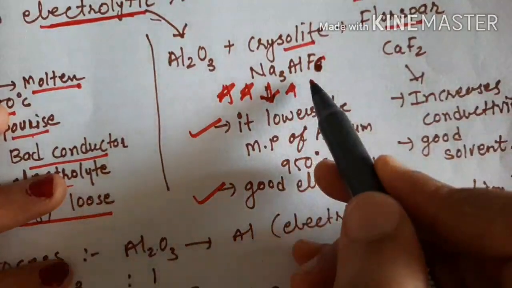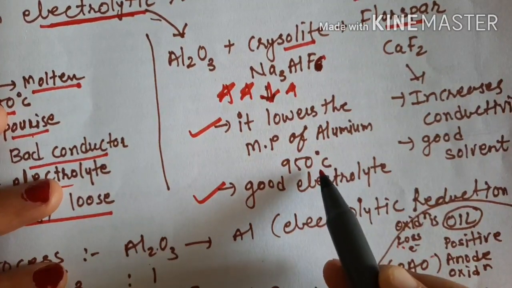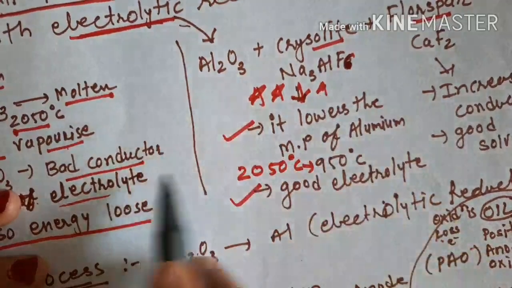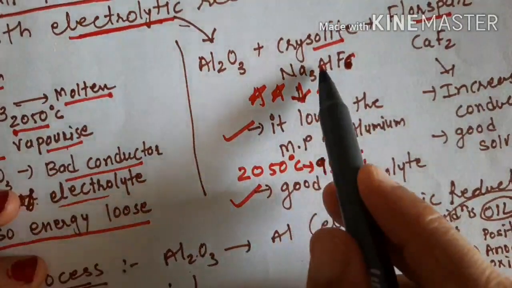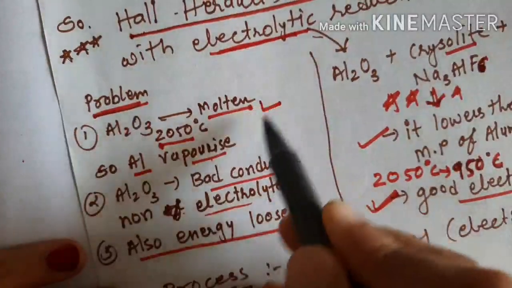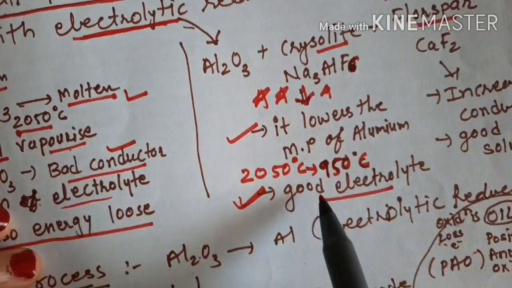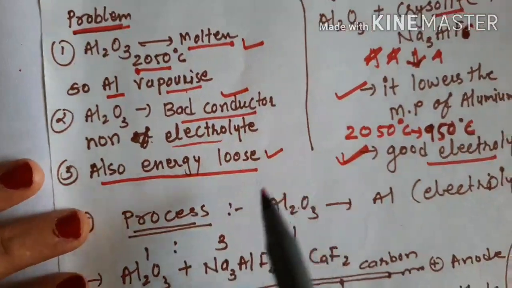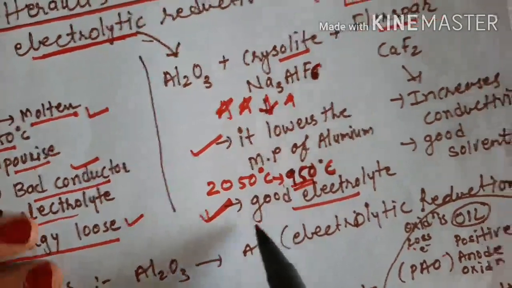What happens when we add cryolite? It lowers the melting point of the alumina by 950 degrees centigrade; we required 2050 degrees centigrade, so cryolite directly reduces the temperature by 950 degrees. That's why we add cryolite. Second point, it is also a good electrolyte. So two problems are solved, problem number 1 and problem number 2. Problem number 3, the energy loss, is also reduced, because lower energy is required at the lower temperature, and it is a good electrolyte.